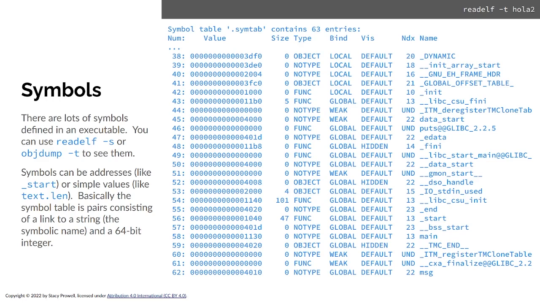Symbols. So readelf -s or objdump -T will show you the symbol table. These are all the symbols that are defined in your program. And they include the obvious ones like _start and main. And then they include some other things you might have defined in the course of your program, like message might be the location of a simple message in your code, etc. Some of these can be just values that are computed and put in here, like text len, the length of a piece of text, etc.